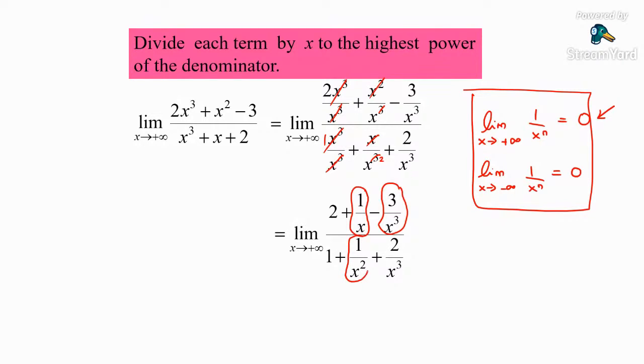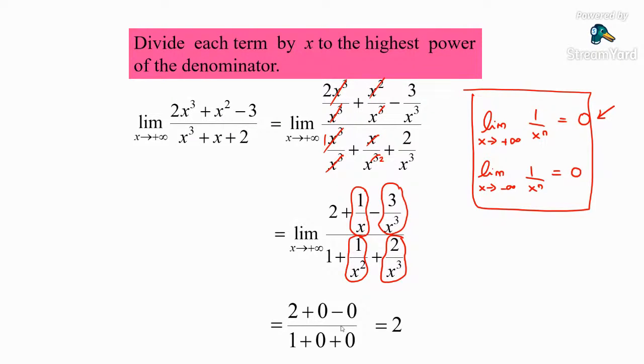1 over x squared is 1 over x to the power of n, so that is also 0. 2 over x to the power of 3 is also a constant over x to the power of n, so that will also give us 0. Now substitute the values. We get 2 plus 0 minus 0 over 1 plus 0 plus 0, which becomes 2 over 1, simply equal to 2. Okay, so this is A.